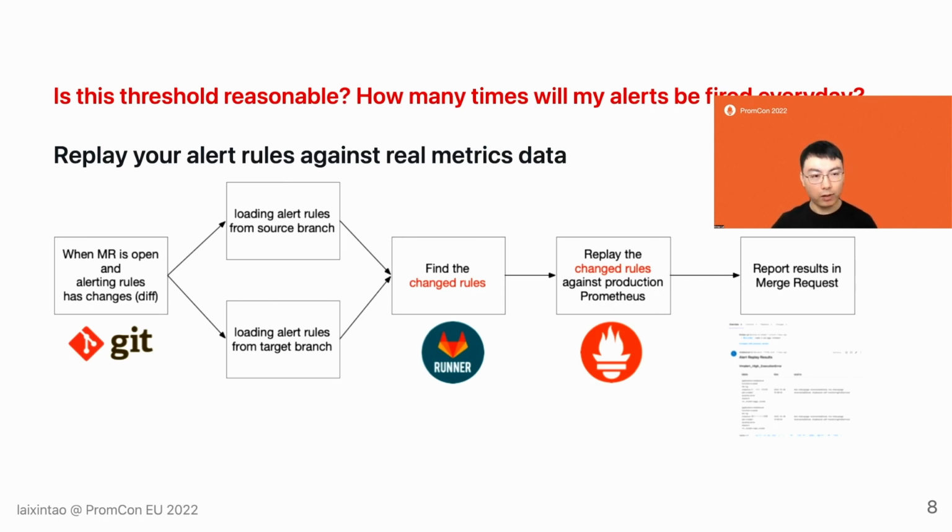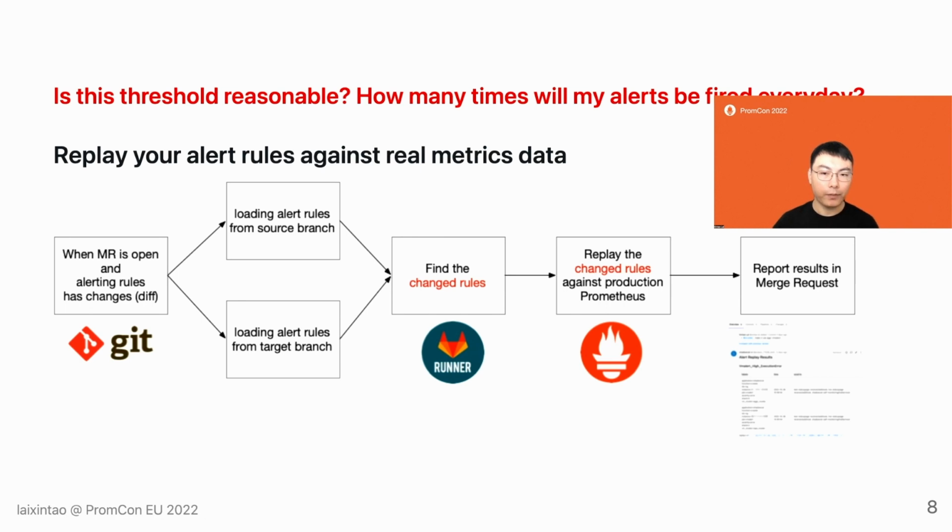Basically, whenever a rule is changed, you can see the past 7 days' firing history. We found that 7 days is normally enough. This pipeline is very easy to implement. Only one of the difficulties is the replaying part.